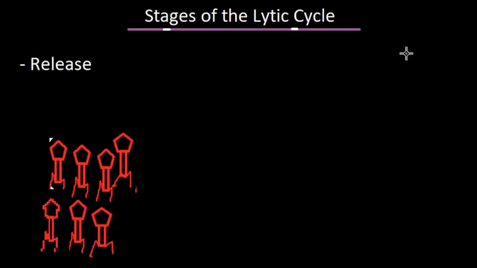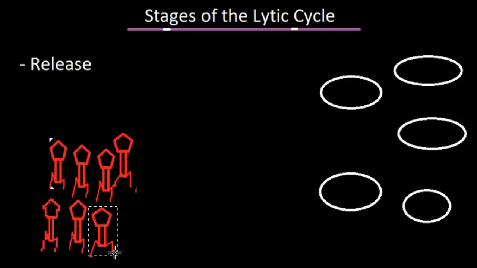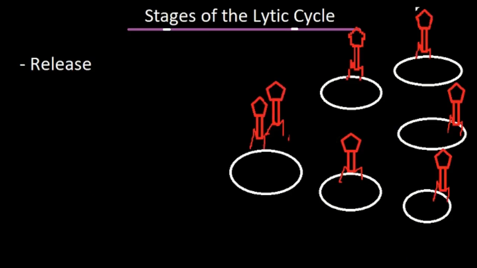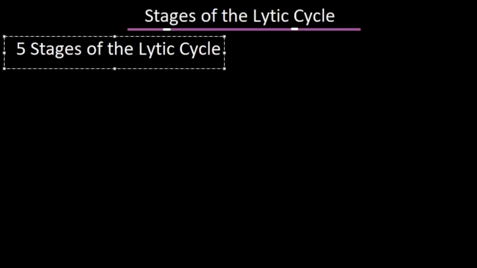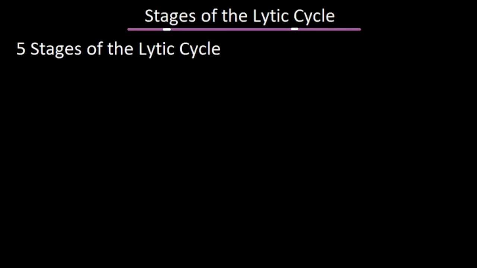And once they're outside of the bacteria, they can go on and infect new bacterial cells, essentially restarting this whole process again. So really quickly, let's review what we've learned in this video. In this video, we've learned about the 5 stages of the lytic cycle, and the 5 stages are attachment, penetration, biosynthesis, maturation, and release. In the attachment stage, the bacteriophage, or the virus that can only infect bacteria, attaches to the cell wall of the bacteria.